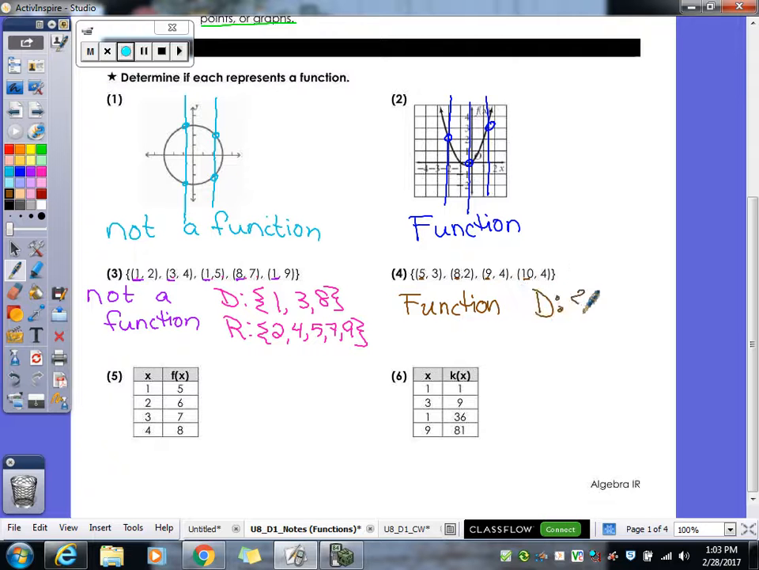So again, I just want you to practice writing what is your domain, what is your range. Can anybody tell me what our domain would be for number 4? Our domain would be 5, 8, 9, and 10. Our range is what? 2, 3, and 4. Because remember, the 4 is there twice, but we only write it once. So our range would be 2, 3, 4.